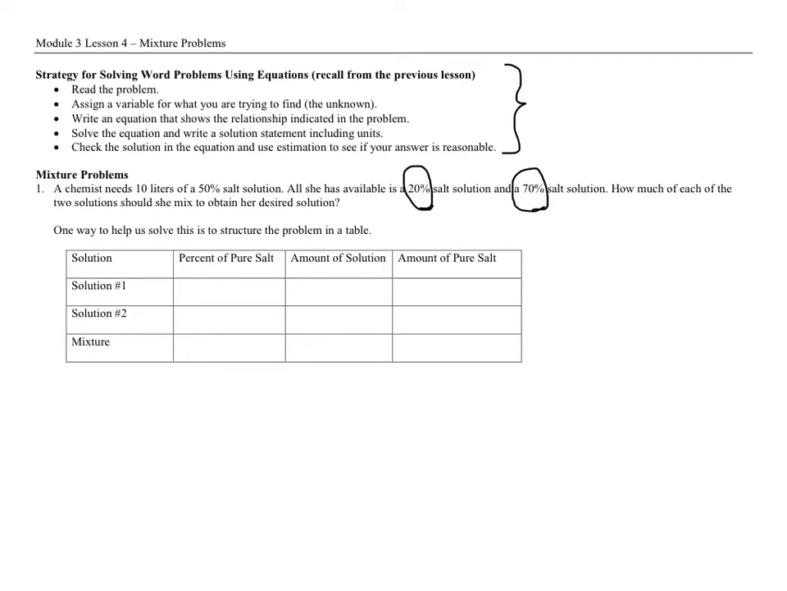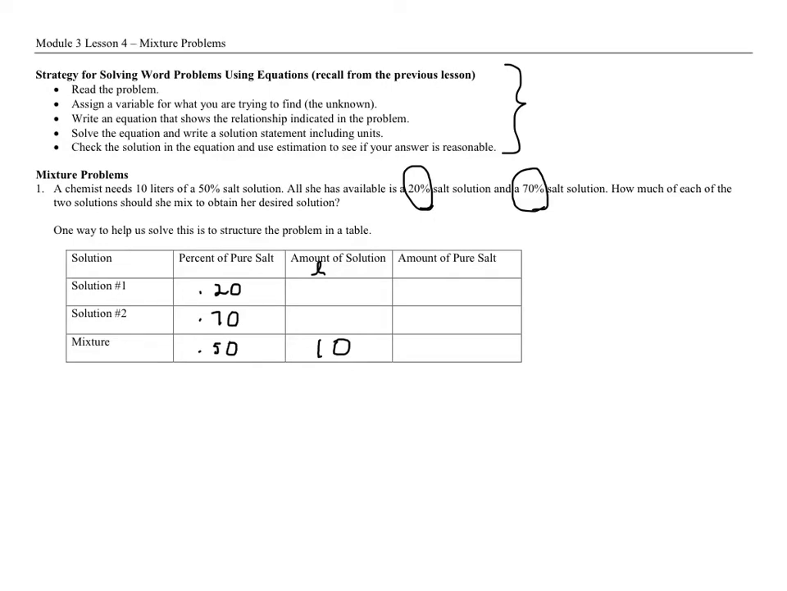So she needs 10 liters of the mixture. So the amount of the mixture she needs is 10 liters. And I'm going to put an L here for liters so we remember. Now the percent of salt that she needs for the mixture is 50%. So I'm going to write that as 0.50. The percent in solution number 1 is 0.20. And the percent in solution number 2 is 0.70.